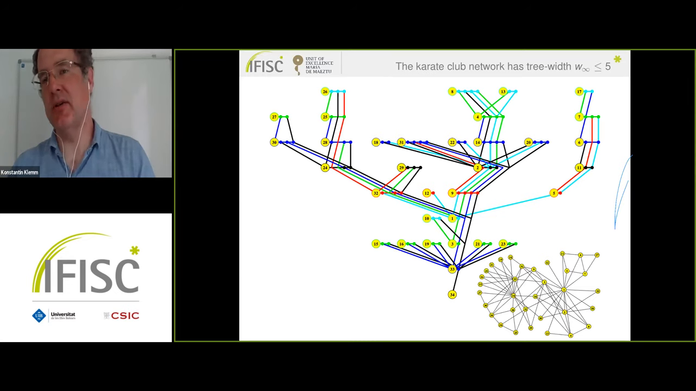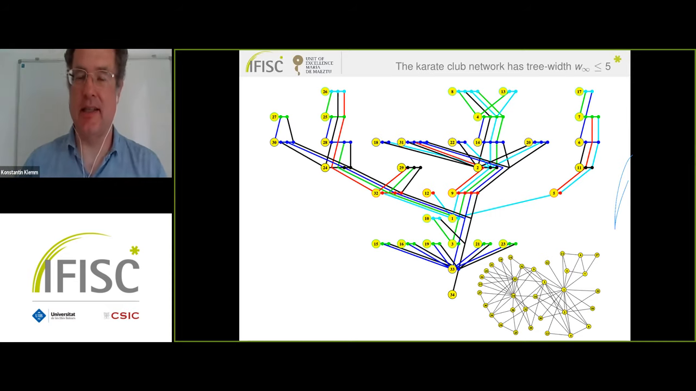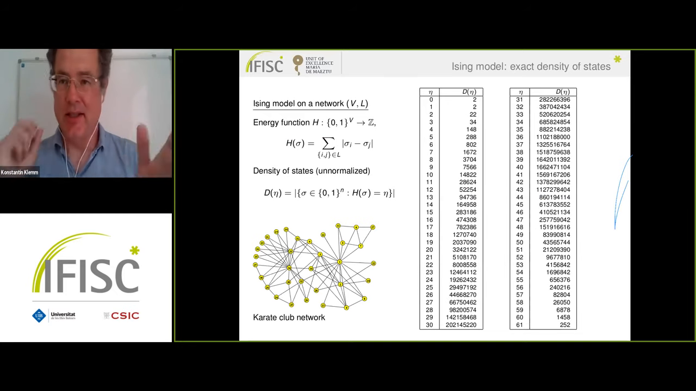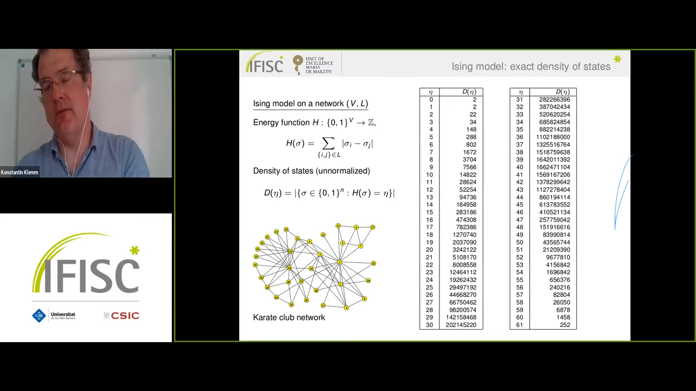But in principle, you can also do with a slightly worse tree decomposition, and then it takes slightly longer for the things to compute. Okay, at least much faster. I mean, you have an exact result, and you have it much faster than the few hours of computation time that we guessed at the beginning.